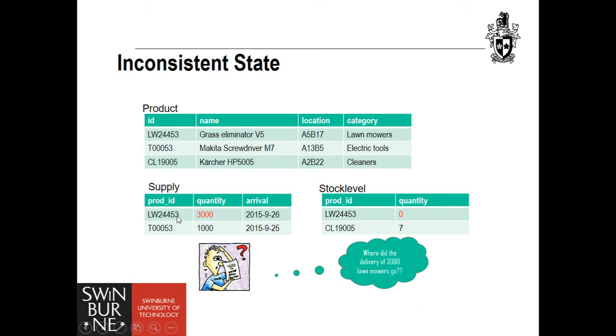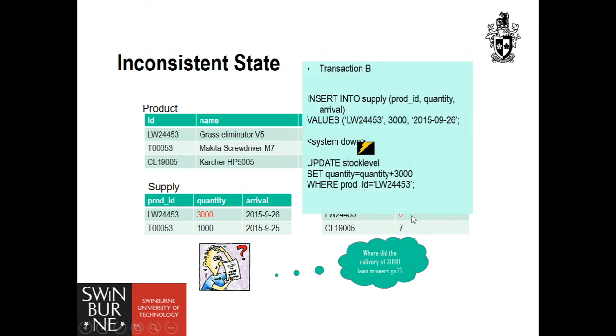You want to update to 3000 here, but in the meantime, between the execution, we call it an inconsistent state. Here it is still 0. Why? Because it is still on the way to update. So this is the meaning of the inconsistent state.